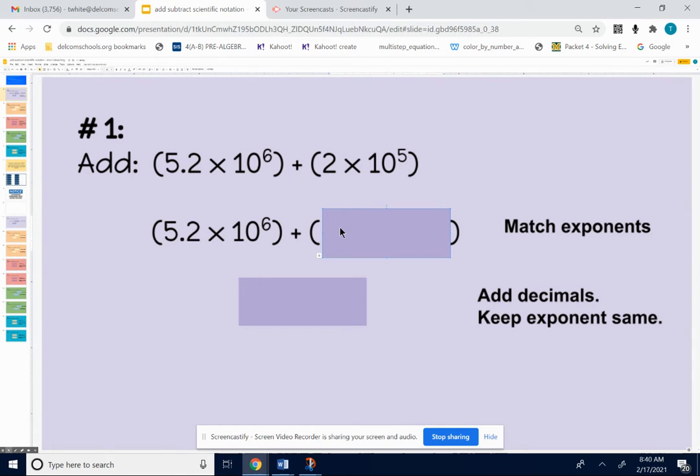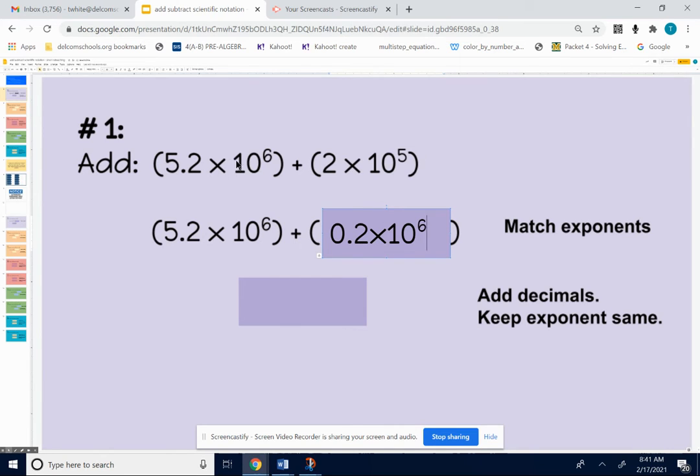Let's see, you may have to click Control period if the typing is small. 0.2 times 10. I don't know if I showed you this in class. Control period gives you an exponent. Control period, and then control period to get out of that exponent. Okay, so 2 times 10 to the 5th.